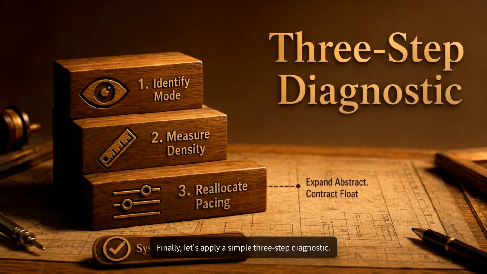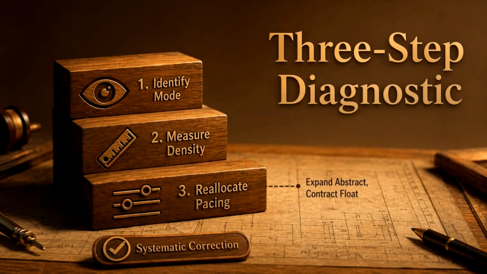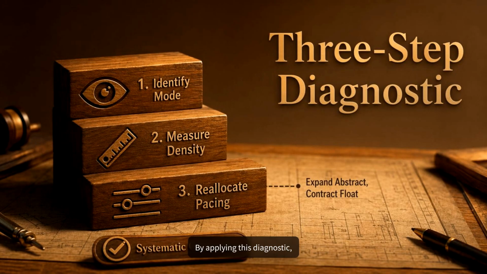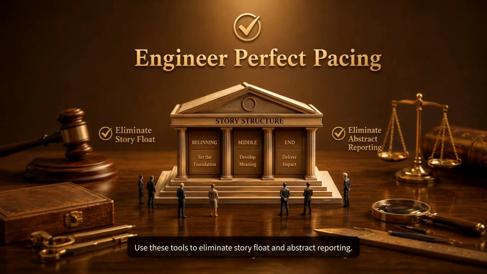Finally, let's apply a simple three-step diagnostic. Step 1. Identify the mode. Are you writing a concrete dramatization or an abstract summary? Step 2. Measure the information density of the text. Step 3. Reallocate pacing. Expand abstract reporting and contract story float. By applying this diagnostic, you can systematically identify and correct narrative imbalances. Use these tools to eliminate story float and abstract reporting, and engineer stories with perfect pacing.